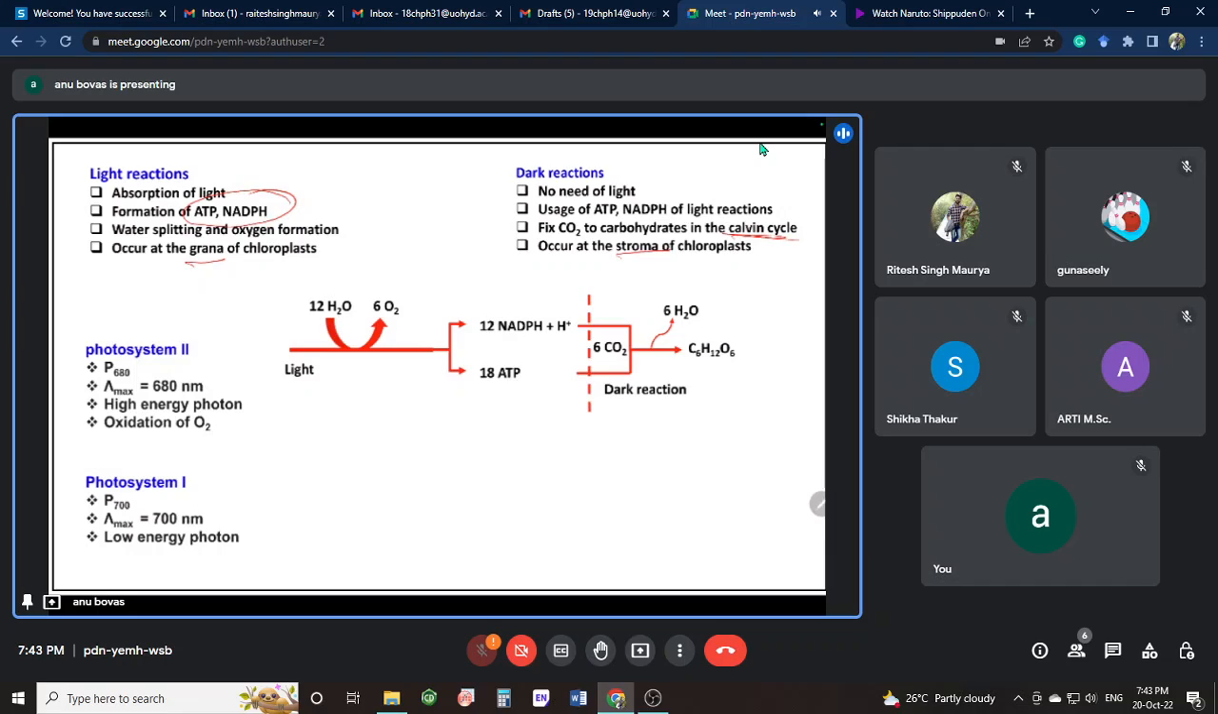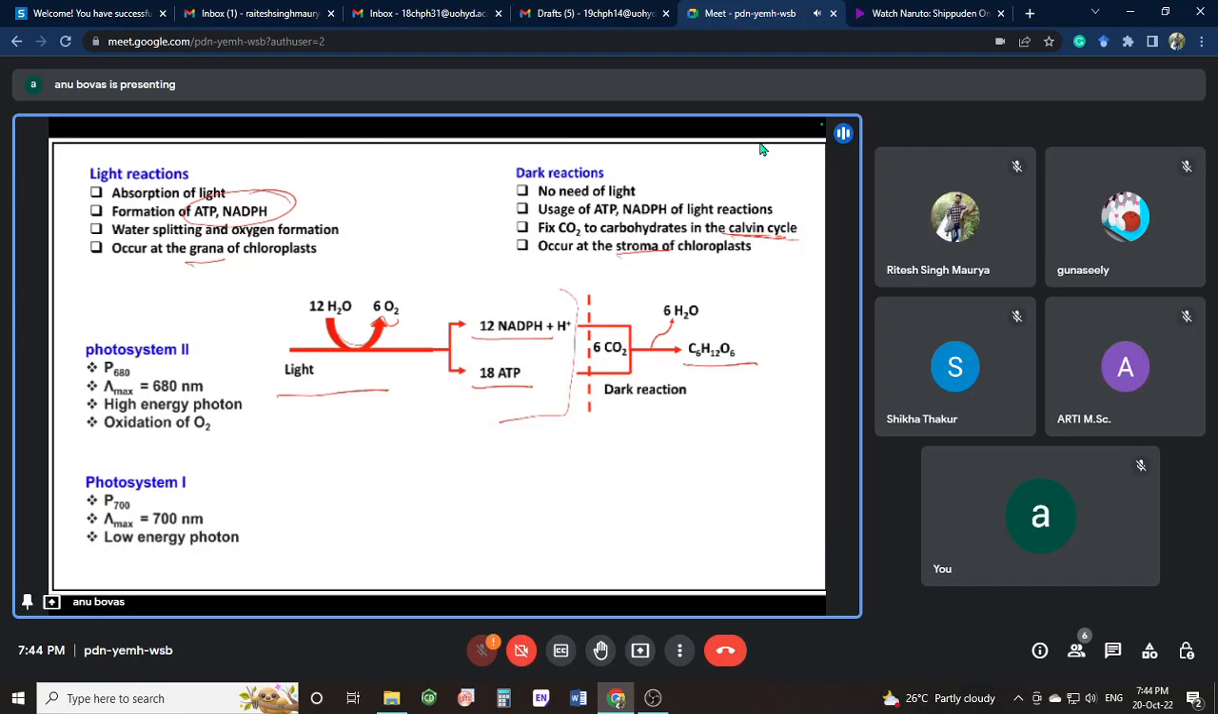Okay, so this is a representation. In the light reaction, the water will be converted to oxygen. So 12 water molecules will be converted to 6 oxygen, along with NADPH and 18 ATP formed. Then in the dark reaction, carbon dioxide will be converted into C6H12O6, as an example, but carbon dioxide is basically converted to carbohydrates.